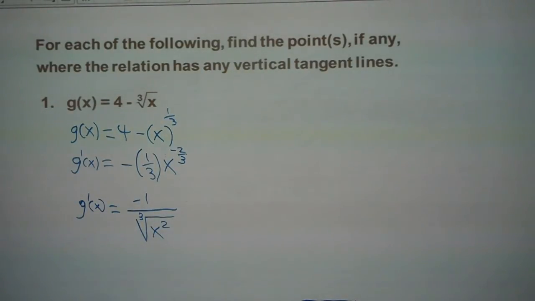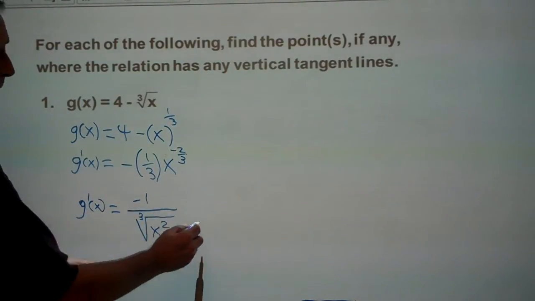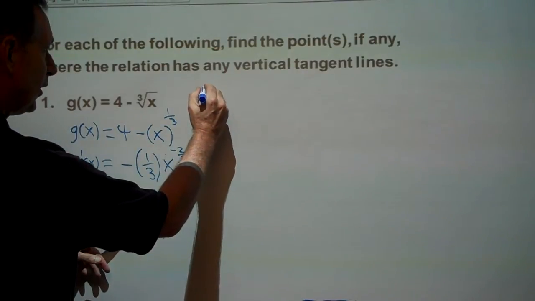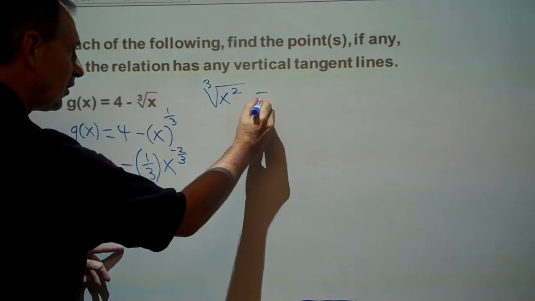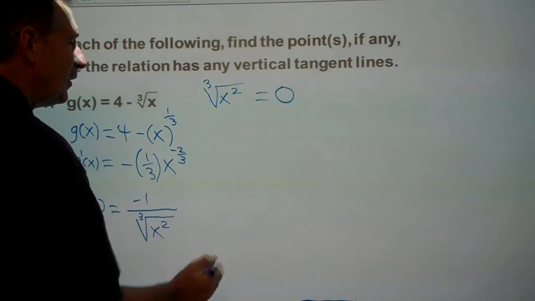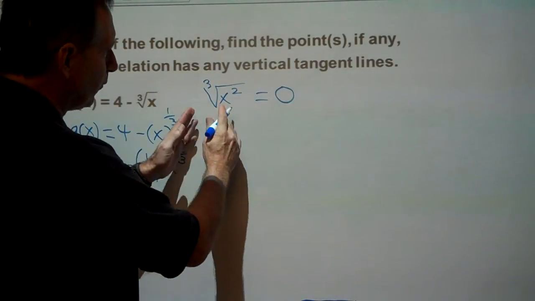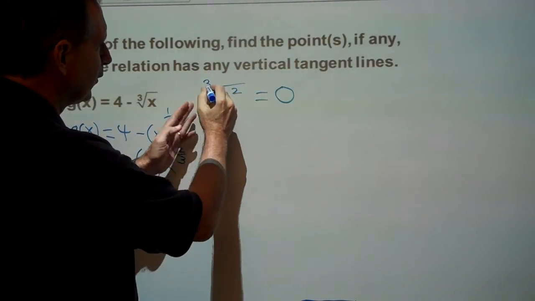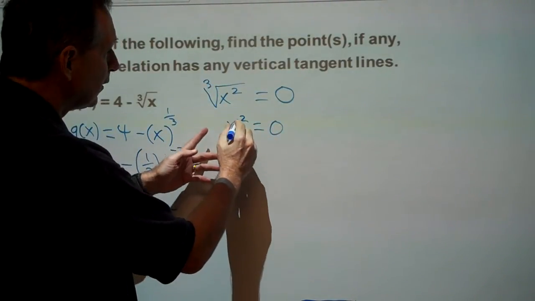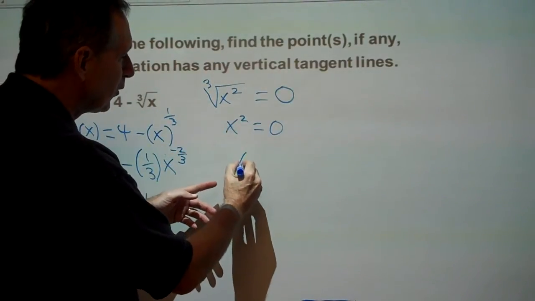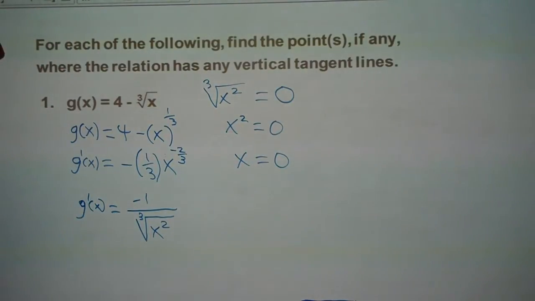And so the next step we have is to set this denominator equal to 0. And so when we set this denominator equal to 0 and solve for x, we will have essentially what x cannot be, because we cannot divide by 0 in math or in algebra. And so if we just undo this, if we cube both sides, we're going to have x squared equals 0. If we take the square root of both sides, we'll have x equals 0. So there is a vertical tangent line at x equals 0.